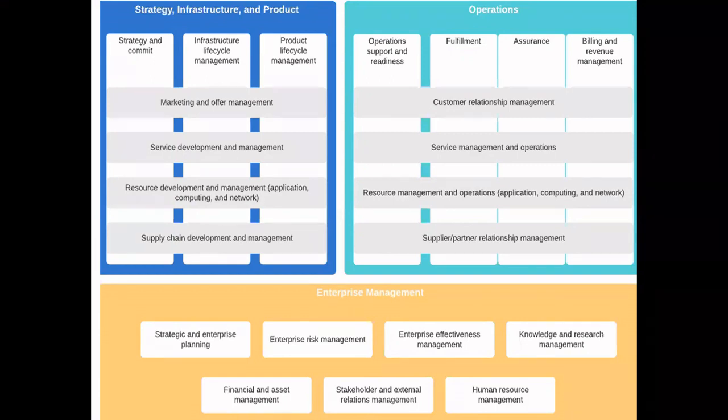In terms of operations, there are operations support and readiness, fulfillment, assurance, a lot of customer relationship management, service management, resource management and operations, supplier partner relationship management. This is all building, and then revenue management. All these come under operations. There are two categories which have been divided in enterprise management. One is strategy, infrastructure, and product. The second one is operations.